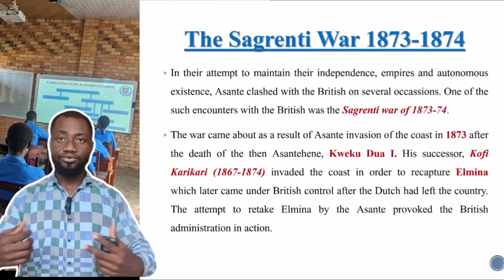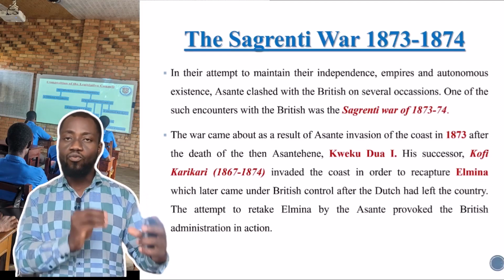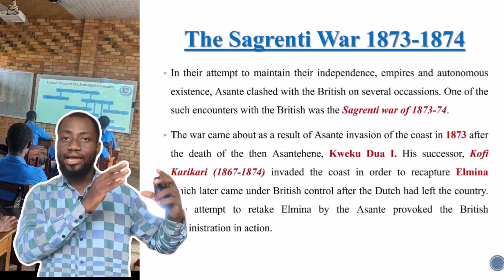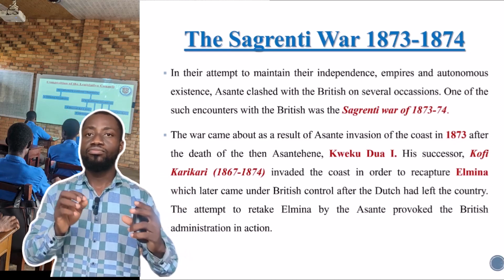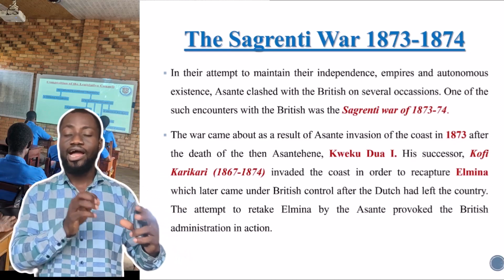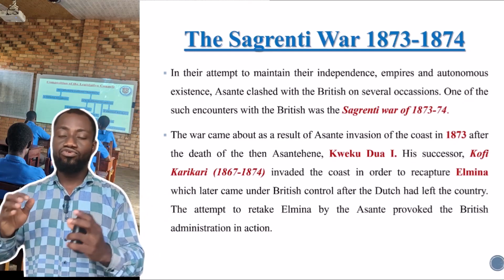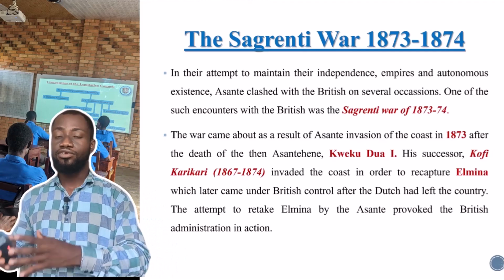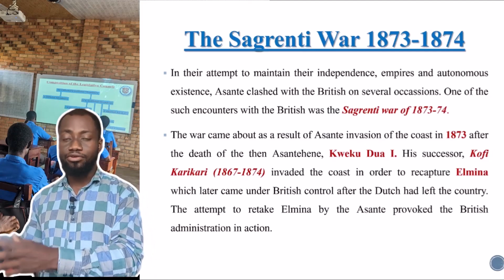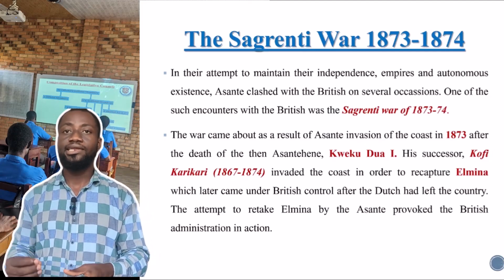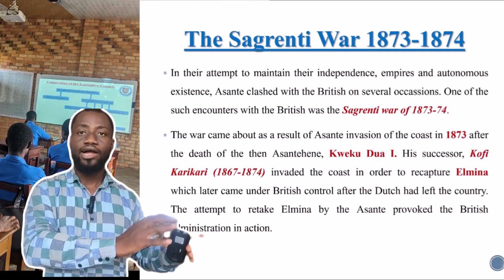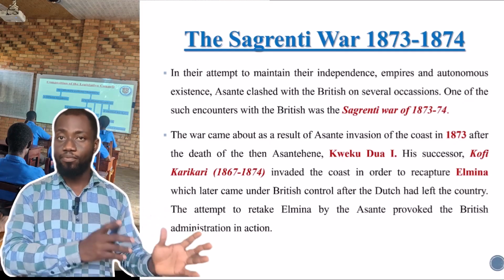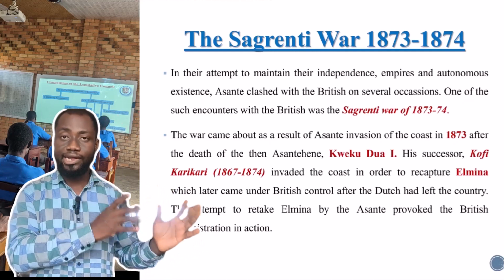Initially, before the agreement took place, Elmina was a Dutch fort, and so the Dutch were actually paying land rent to the Asantehene in Kumasi. It means that Elmina was a vassal state to the Asante kingdom, all right? And so the Asantehene had power over Elmina, and especially over the port, the castle.